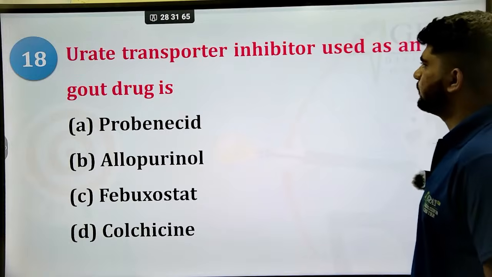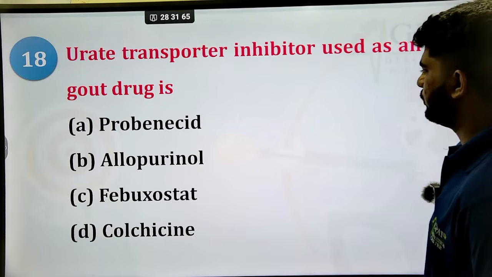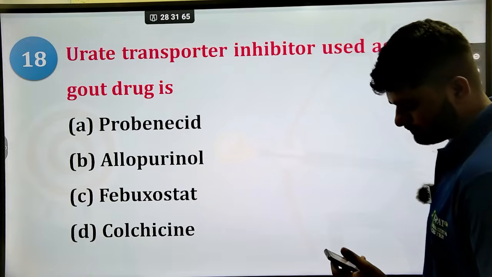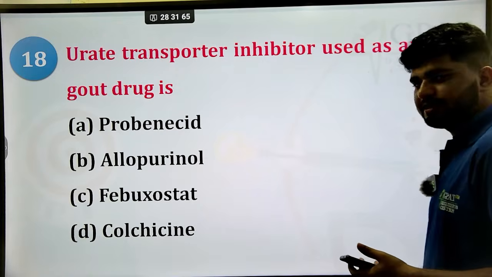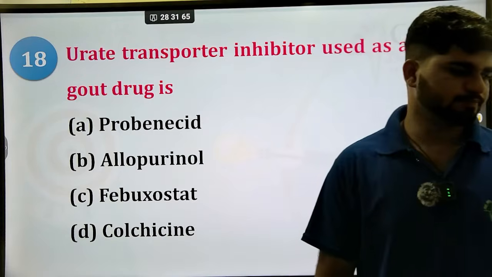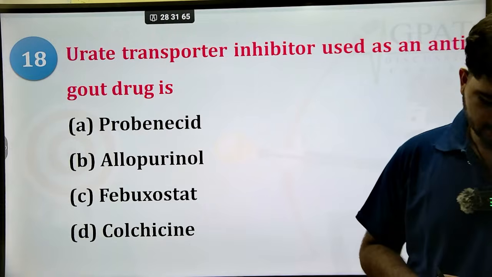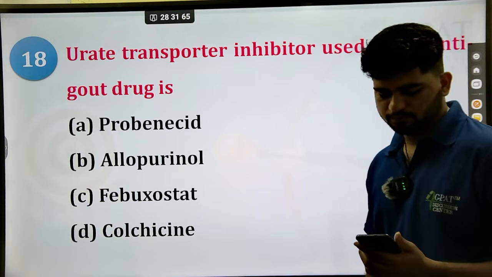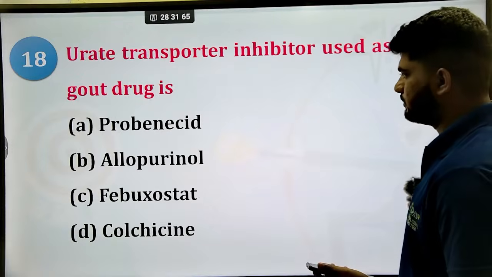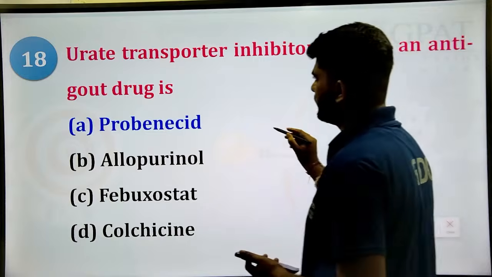Now, urate transport inhibitor, used as an anti-gout drug. Urate transport inhibitor, guys. Is it probenecid, allopurinol, corticoids, or steroids? What's the correct one? That is your probenecid, because that is uricosuric in nature.